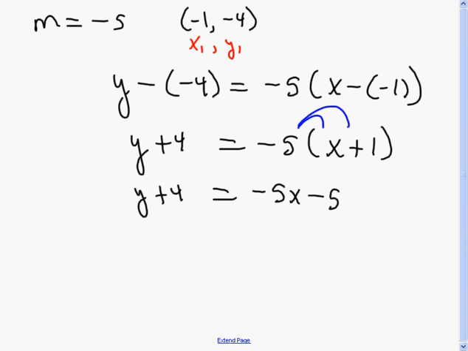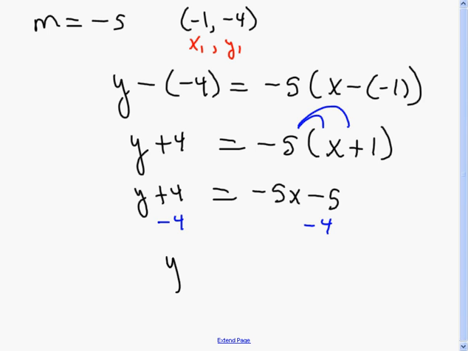Now I'm going to subtract 4 on both sides, because my goal is eventually to get it to y equals mx plus b form. To do that, I have to move this value of 4 over that's with the y. So I'm going to subtract 4 on both sides: -4 and -4.